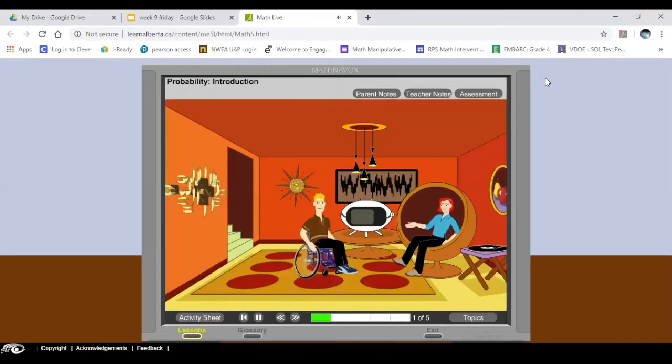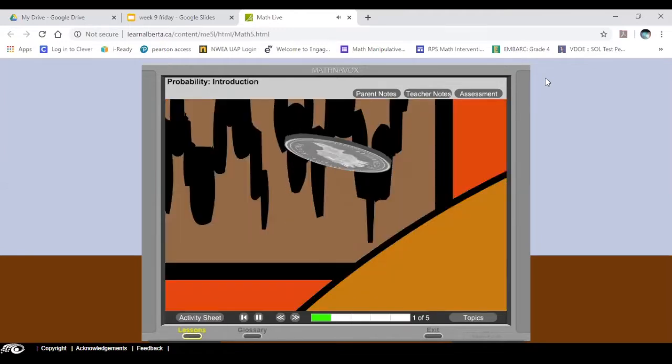If I toss this coin in the air, is it more likely to land on heads or tails? I'm not sure. There must be a way to figure out which side it's more likely to land on. Let's take a look at probability. That should help us.